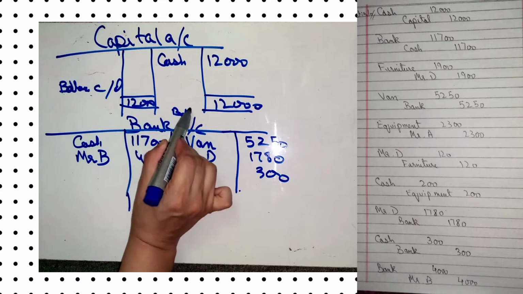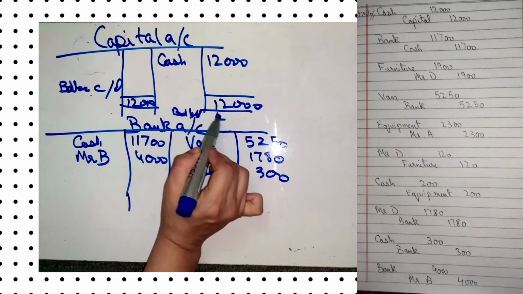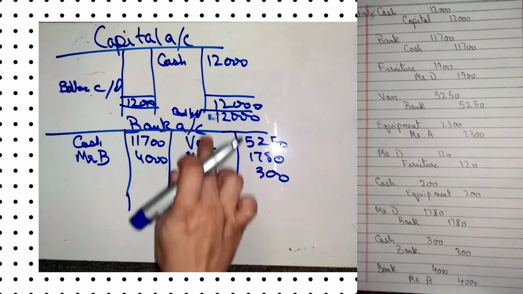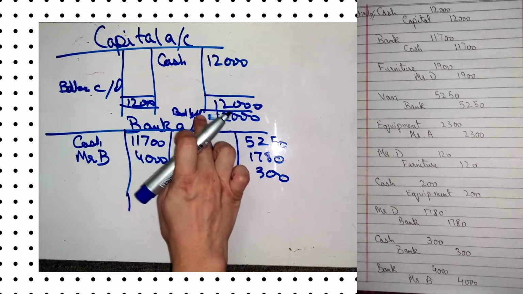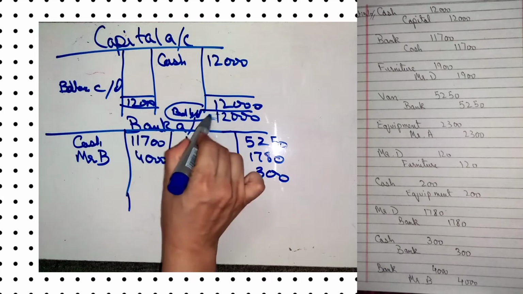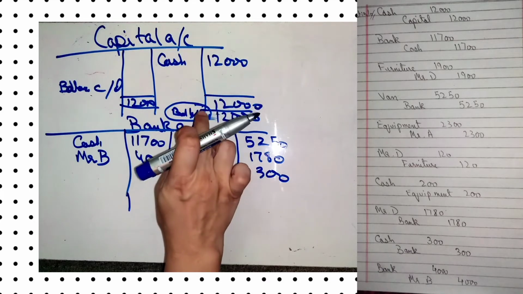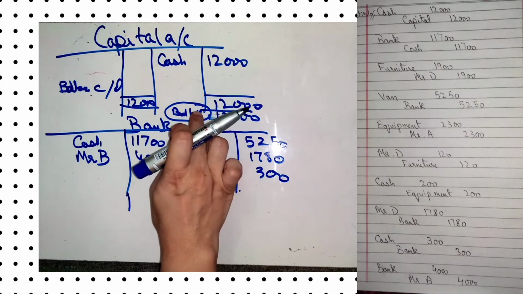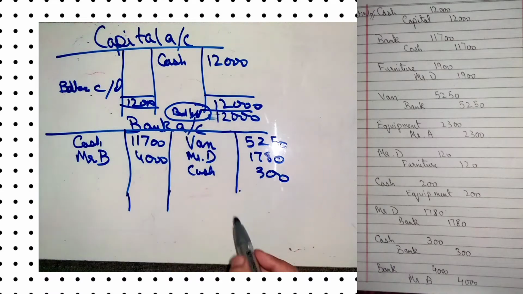and balance brought down. Now this balance brought down is going to be written in the trial balance. This balance carried down is on the credit side, so in the trial balance as well, we will write it on the credit side.